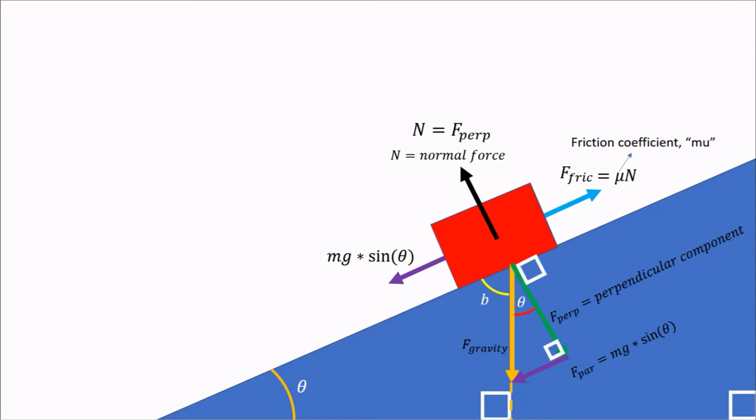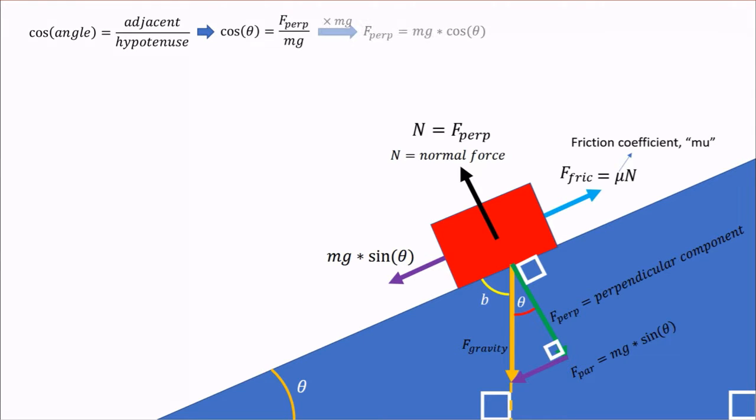Well, the perpendicular component is adjacent to theta, and we know that the hypotenuse is mg. So let's use the cosine relationship, which says that cosine of an angle equals the adjacent over the hypotenuse. In our case, that means that cosine theta equals the perpendicular component of gravity divided by mg. Solving for the perpendicular, we get that it equals mg times cosine theta.